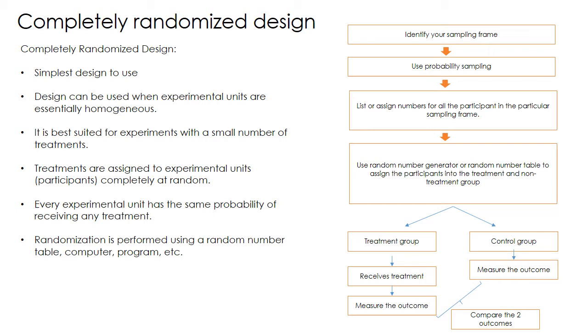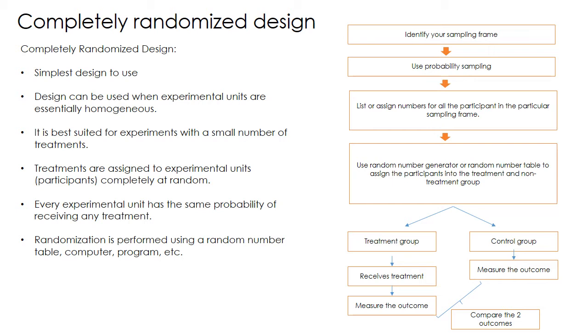Firstly, you need to identify your sampling frame. This is a step from the sampling procedures that we learned a few weeks back. So using probability sampling. Okay, why do we use probability sampling? Because this is an experimental design. We want to ensure that every individual has equal probabilities.